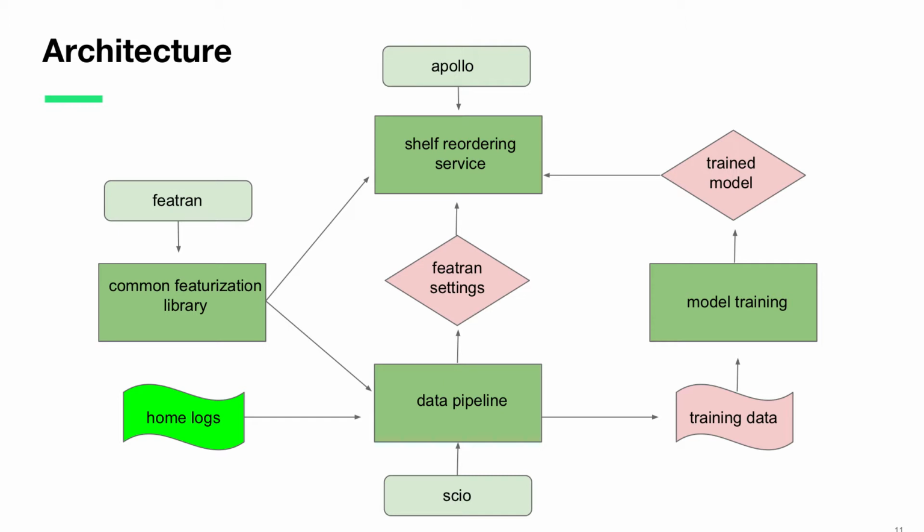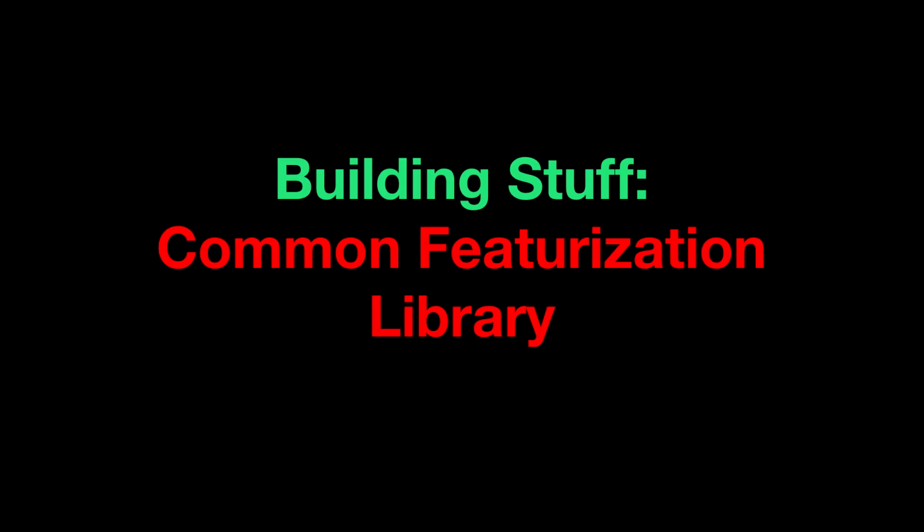Starting off with the common featurization library, in which we have all of our feature information, and which uses feature-end. That feeds into two separate components: the data pipeline and the shelf reordering service. This is here to highlight that we're using feature-end in three different places: the featurization library, which then feeds into the data pipeline and also the shelf reordering service. So let's start with the common featurization library.